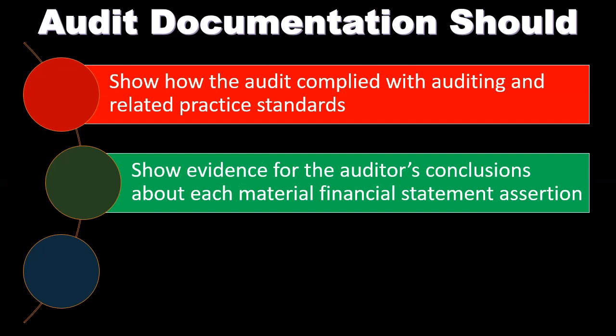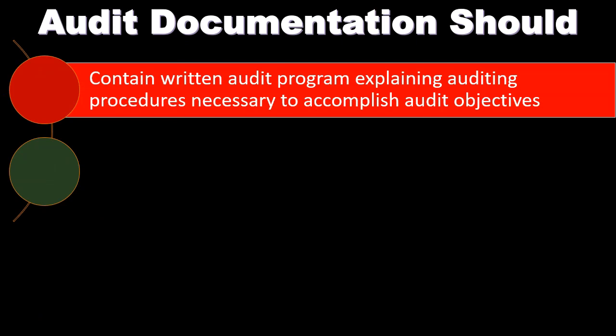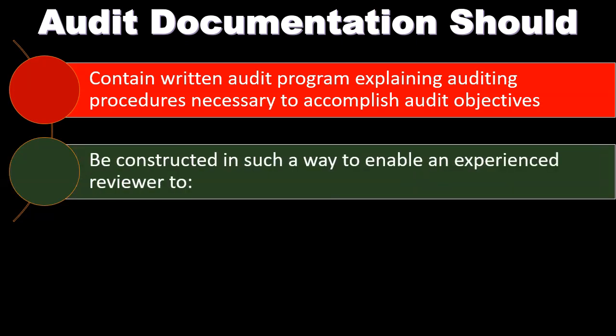show evidence for the auditor's conclusion about each material financial statement assertion, show that the underlying accounting records agree or reconcile to the financial statements, and contain a written audit program explaining auditing procedures necessary to accomplish audit objectives, as well as be constructed in such a way to enable an experienced reviewer to, so we're talking about another reviewer.